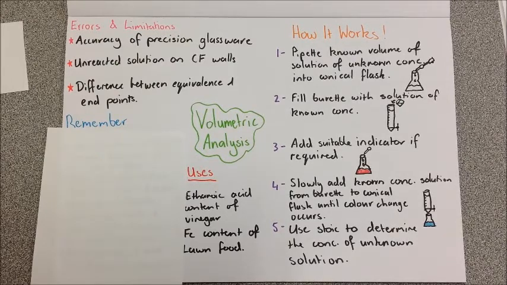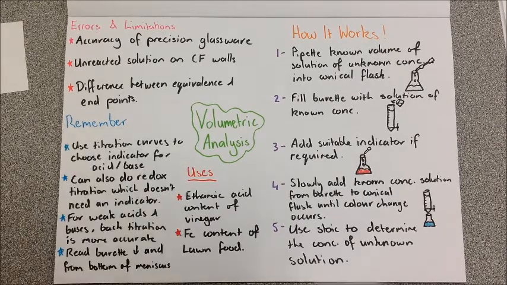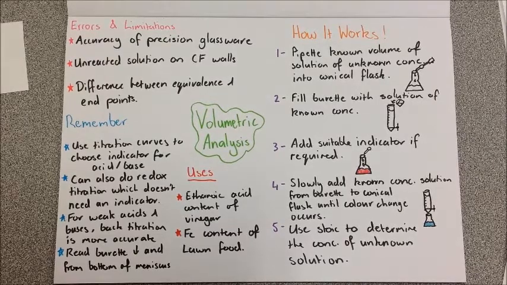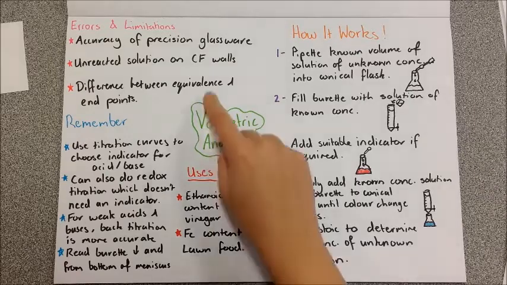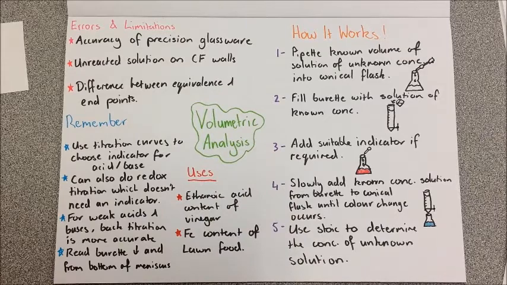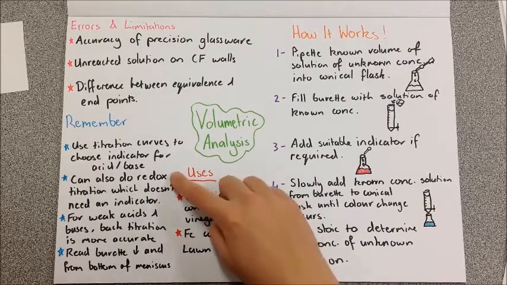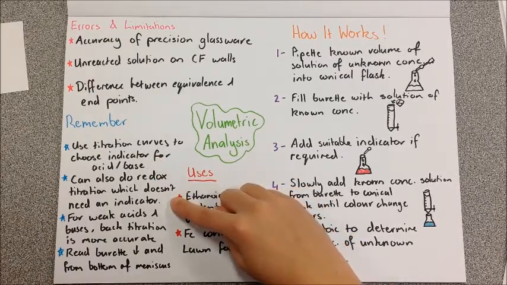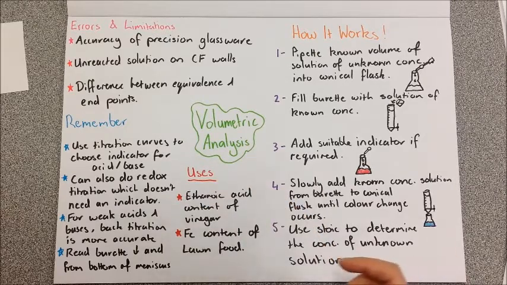Now, some important things to remember about volumetric analysis is that you need to use a titration curve to choose an indicator for an acid-base titration. So you want your indicator to be changing colour as close to the equivalence point as possible, so that your endpoint and equivalence point are as close as they possibly can. You can also do redox titrations as well as acid-base titrations. And often your redox titration will not need an indicator because when the substance is reduced or oxidised, the actual colour of the species changes.